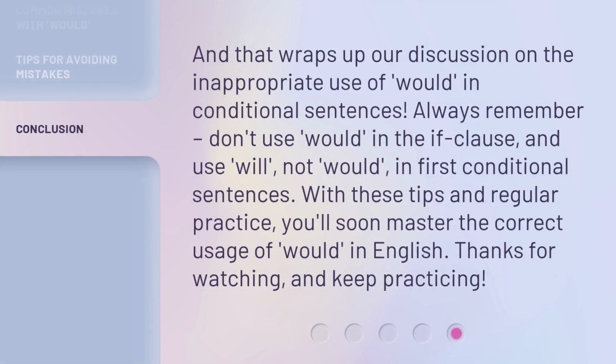And that wraps up our discussion on the inappropriate use of would in conditional sentences. Always remember, don't use would in the if clause, and use will, not would in first conditional sentences. With these tips and regular practice, you'll soon master the correct usage of would in English.